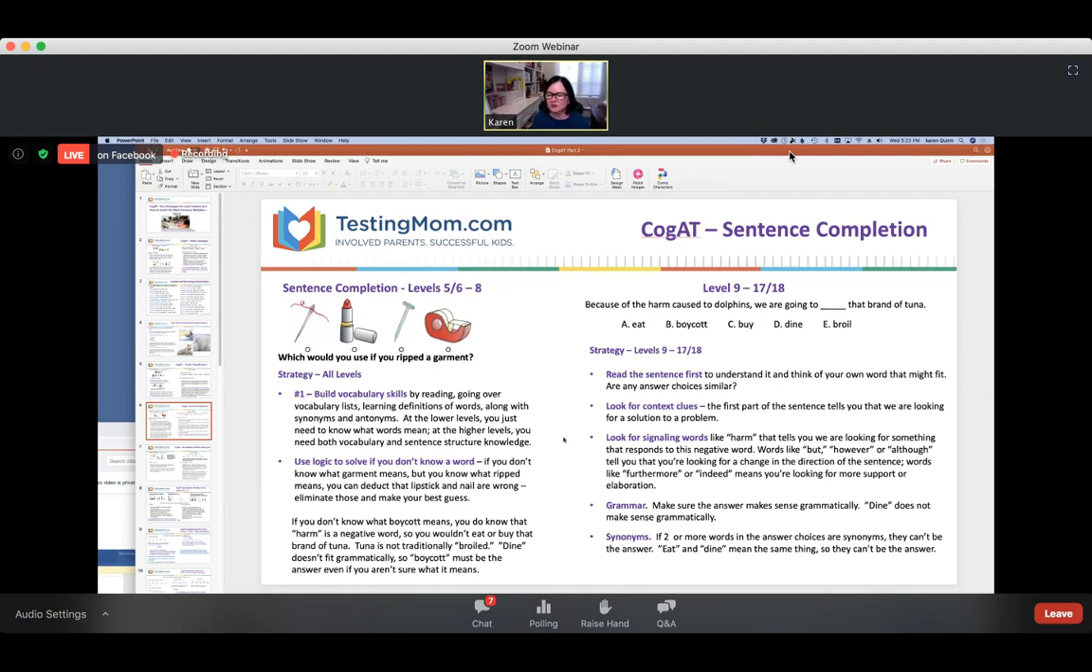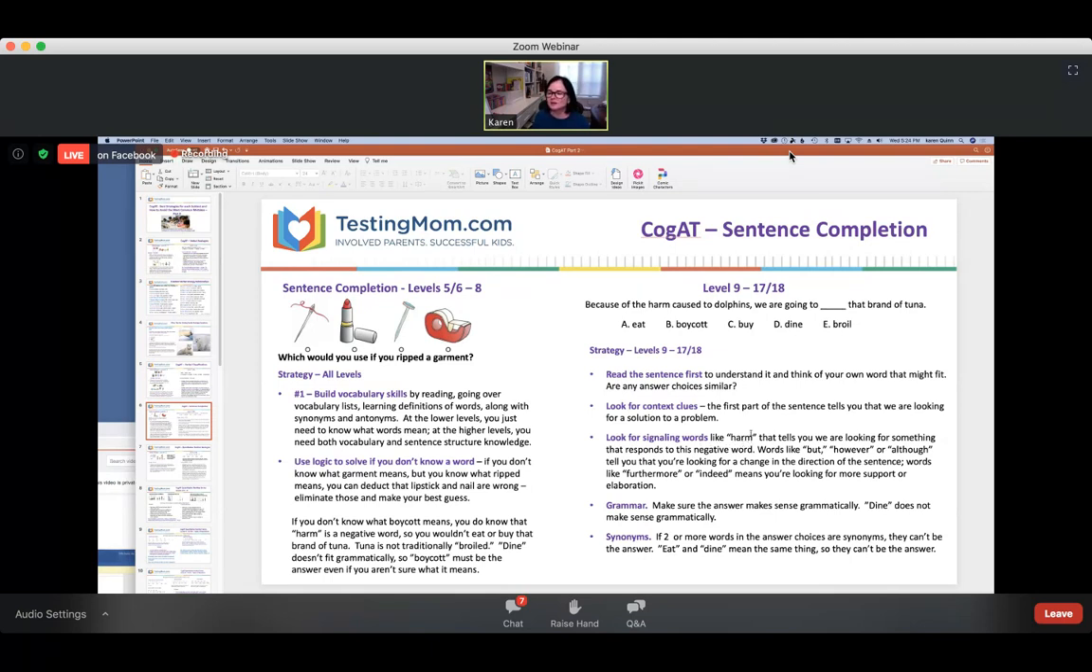The strategy that I suggest for these types of questions is to read the overall sentence first and think about what word you would put in there. What word might fit there? And do you see an answer choice that is similar? You look for context clues. So, for example, here we start out with, because of the harm caused to dolphins, we're going to do something. We're looking for a solution or something that helps the situation. So you're going to be looking for words that might help the situation, and certainly eating and buying would not be the right ones. The other thing is you look for signaling words.